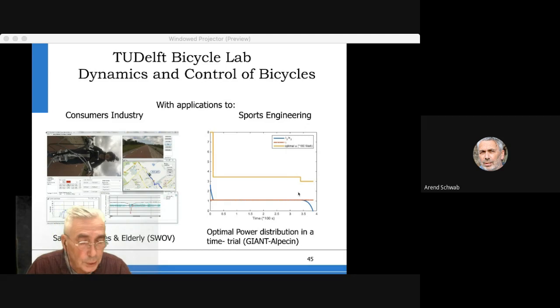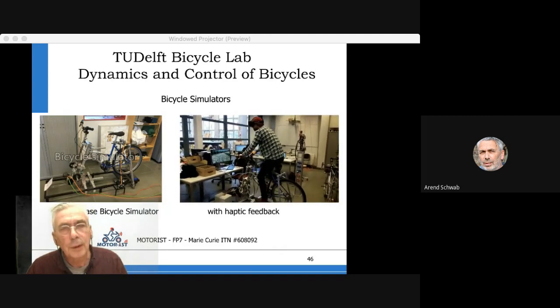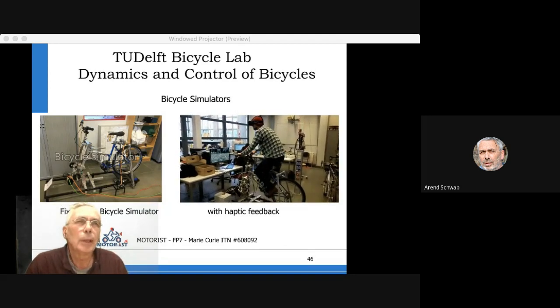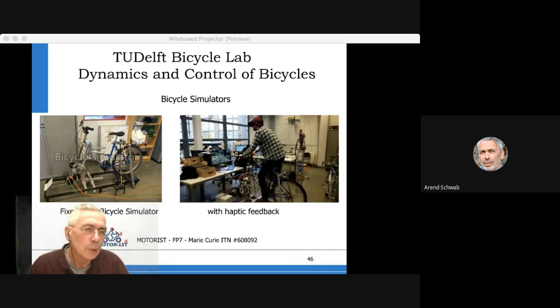Then in sports engineering, we started with the then Giant Alpecin, now called Sunweb team. We started by looking at optimal power distribution in an individual time trial, and later on we went on. I will also tell a little bit about team time trial. So those are two application fields. For the stability, we were very interested in whether we can do safe experiments indoor instead of outdoor. So we were always fantasizing about some bicycle simulator.